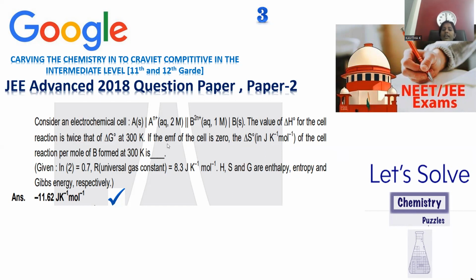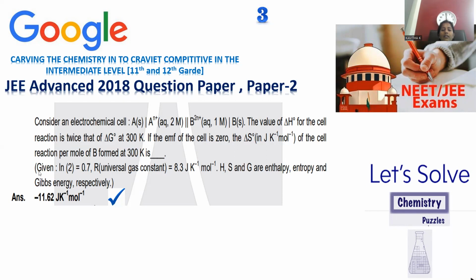Temperature is constant. If the EMF of the cell is 0, the cell is not producing any EMF; voltage is not generated. Delta S naught is nothing but the change in the standard entropy. Entropy is the measure of disorderness. The change in standard entropy, in joules Kelvin inverse mole inverse, of the cell reaction per mole of B formed at 300 Kelvin, is to be calculated. Again, temperature is mentioned as 300 Kelvin only.